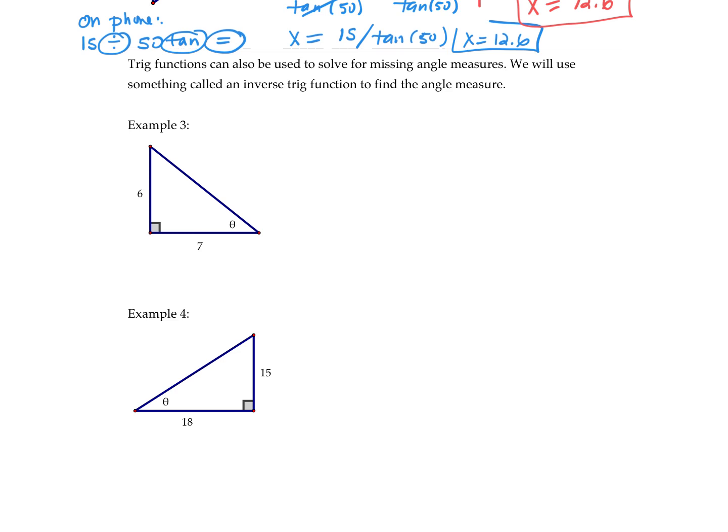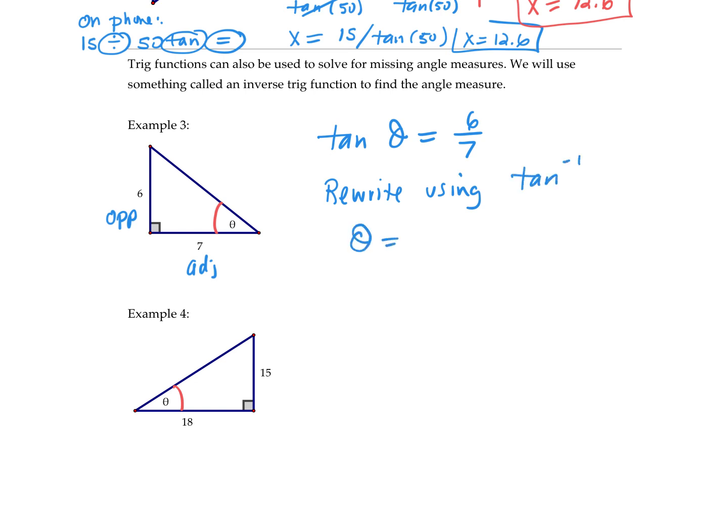Okay, for the last two problems, recall that we're going to have to use inverse trig functions. So for my angle marked with theta, 6 is the opposite side and 7 is adjacent. So we would say tangent of theta equals 6 over 7. And you're going to rewrite this using the inverse tangent function. You guys might call that tan negative 1. So rewrite it as theta equals the inverse tangent of 6 divided by 7. And for angles, we're going to round to the nearest whole degree. So we end up with 41 degrees.